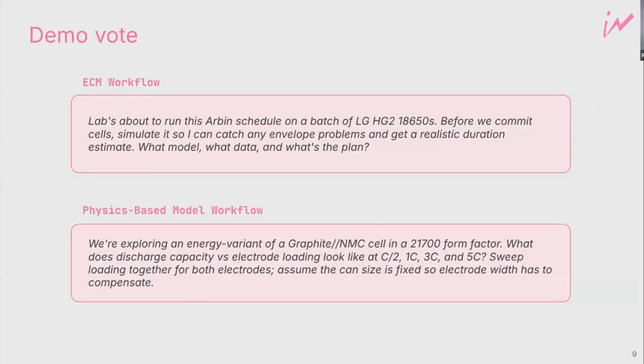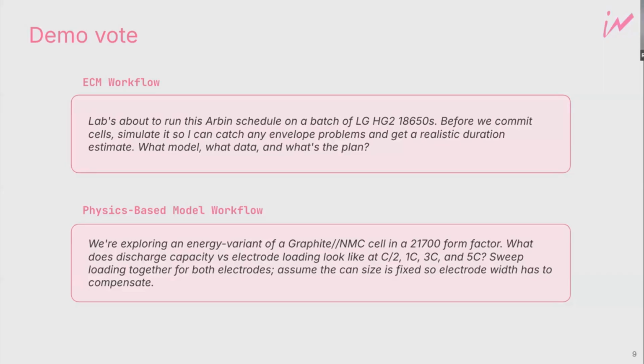So before I go on to the next part of the talk, there's two workflows that I'm going to demo, or at least one of these I'll demo later on in the Ionworks platform. One of these is an equivalent circuit workflow. And so this might be something like, I've got some Arbin schedules that I'm going to run on a bunch of LG cells that I've got. But before I want to do this, I want to simulate this profile to make sure that I've not got any problems with my protocol, or I want to estimate a realistic duration for that.